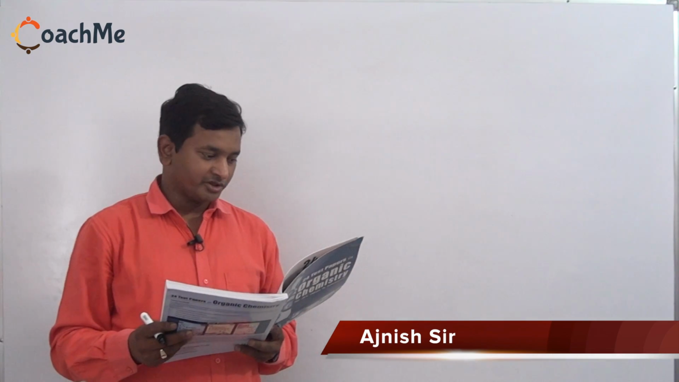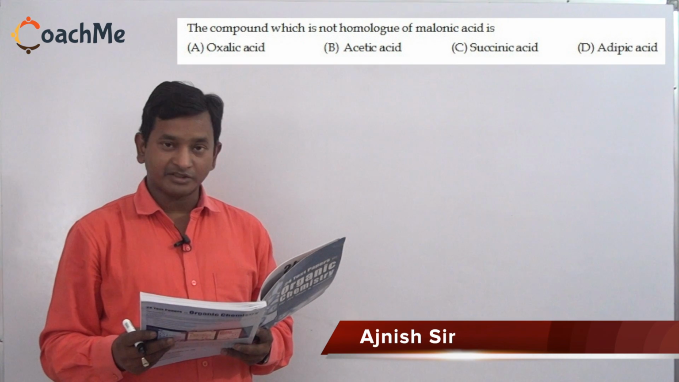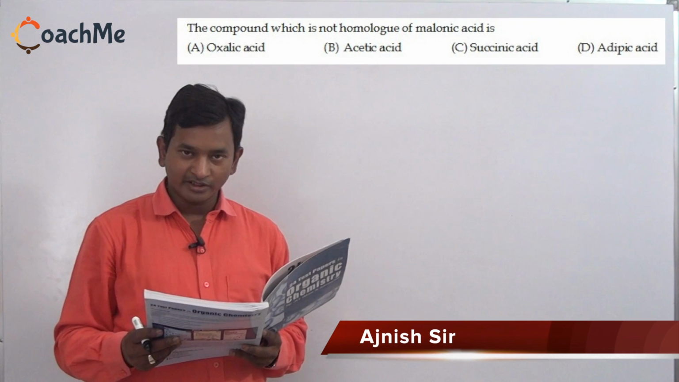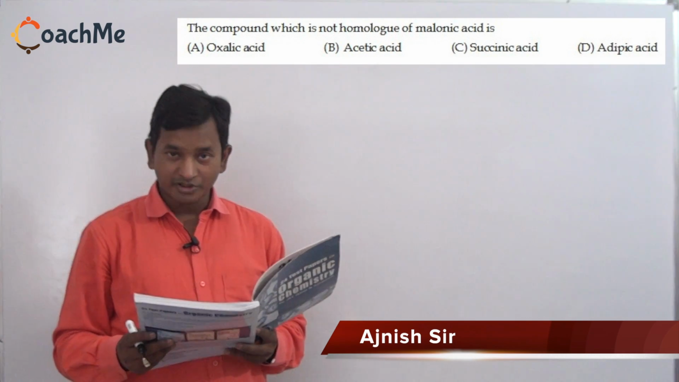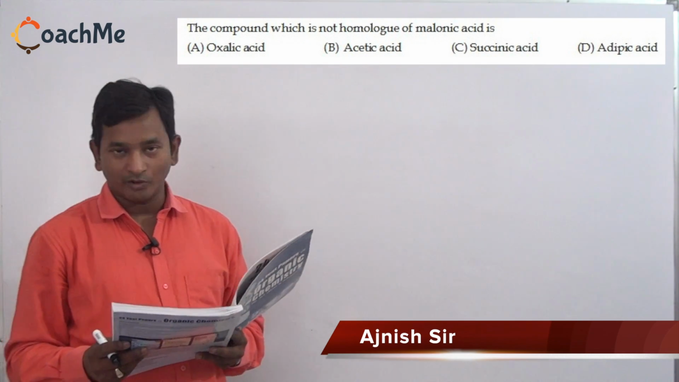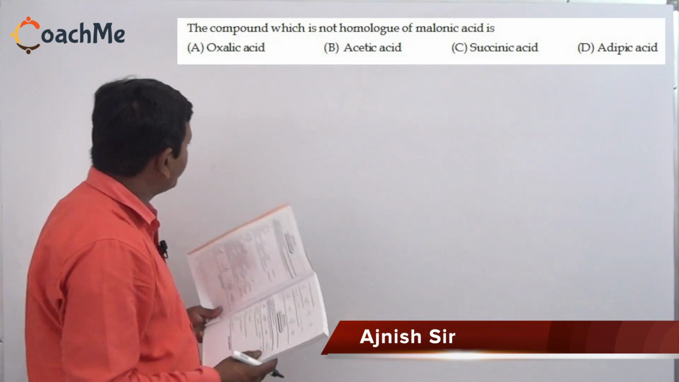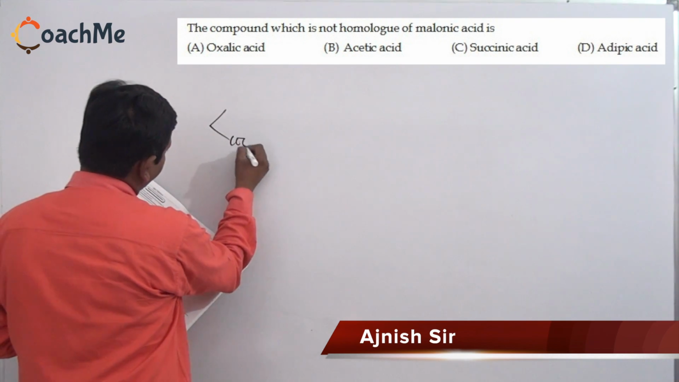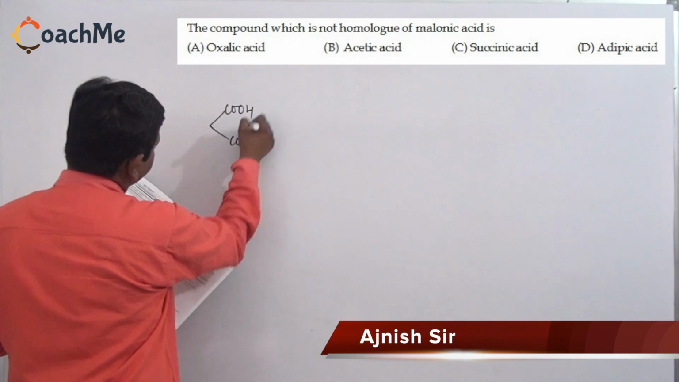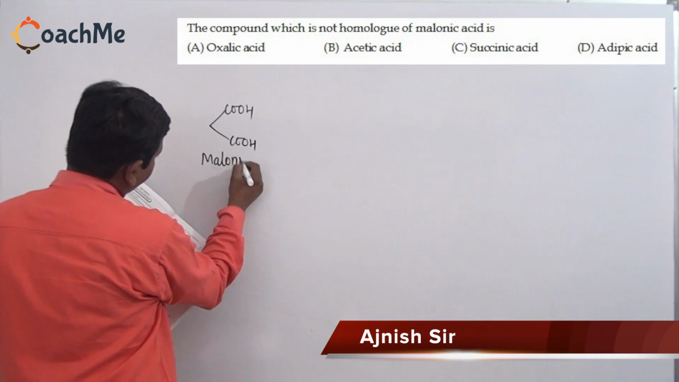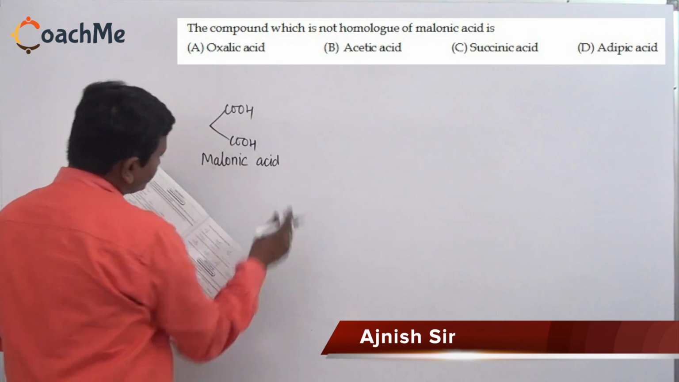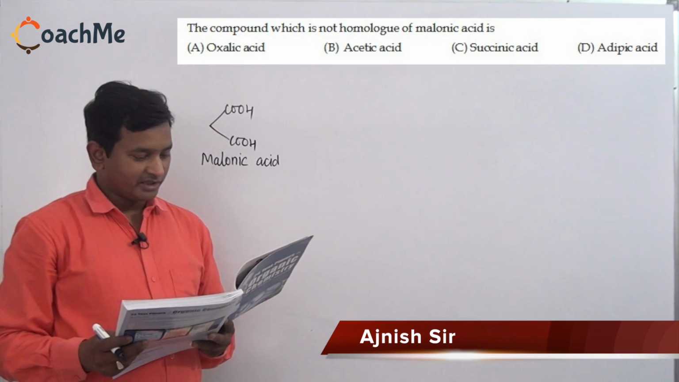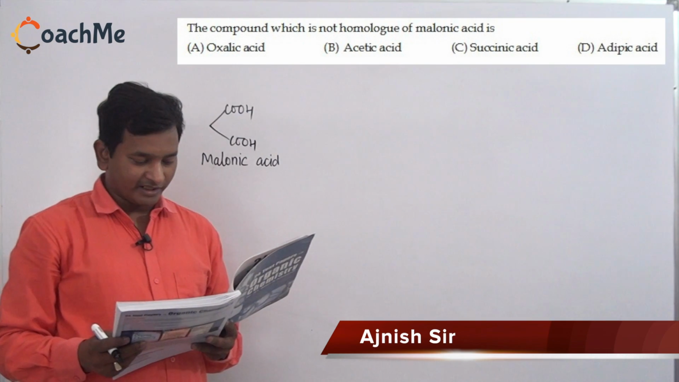The next SCQ question is second. It states that the compound which is not a homologue of malonic acid is. To solve this question, you must know the structure of malonic acid. The structure of malonic acid will be like this. This is called malonic acid. Okay? And the options are oxalic acid, acetic acid, succinic acid, and adipic acid.